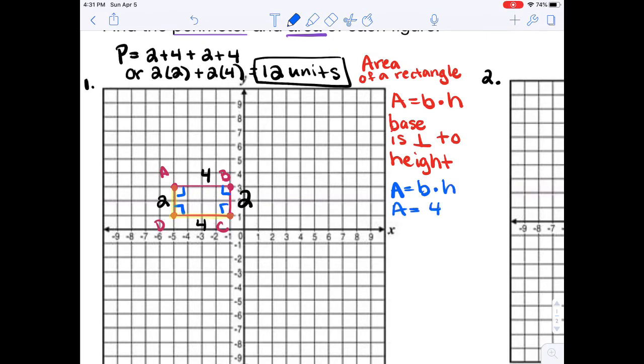So area equals base times height, so area equals 4 times 2. The area would be 8. And in this case, we're talking about area, so it's that amount of space that this figure occupies. So that's going to be units squared.